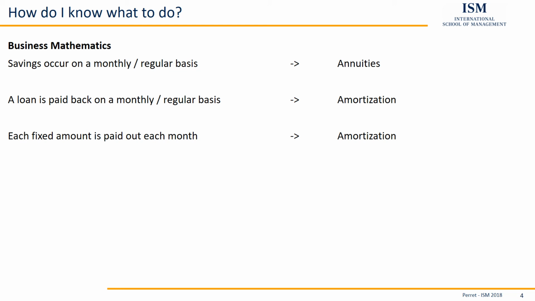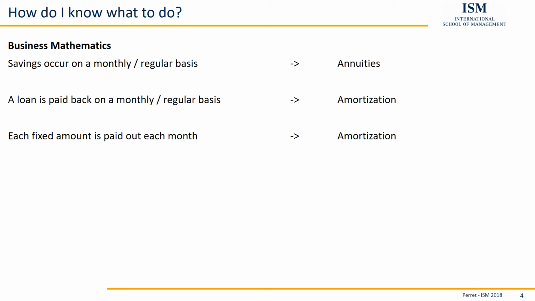Okay, so that's the first part. Annuities, amortization. You save money, you pay back a loan, or more or less you pay out your own investment. So it's like you're giving a credit to the bank and the bank is paying back this loan. That's more or less you save money and you get money each month.